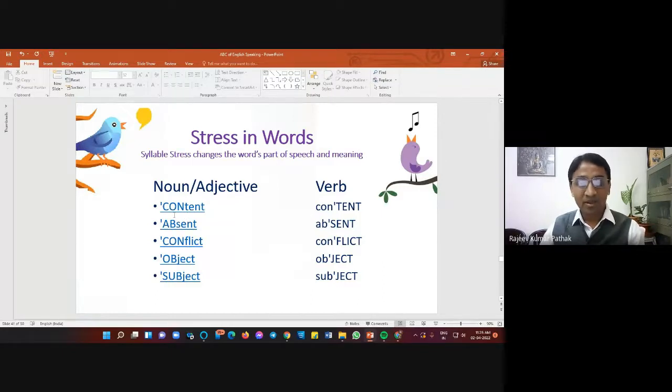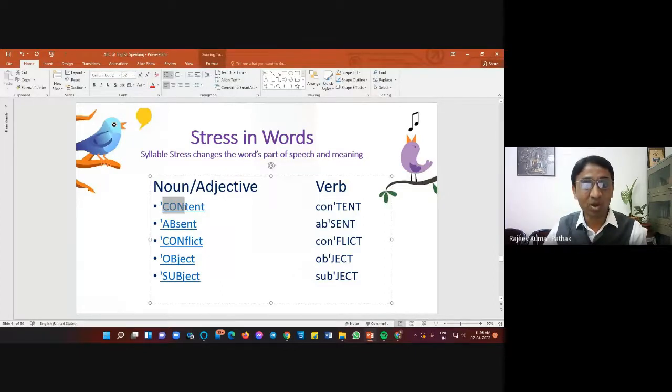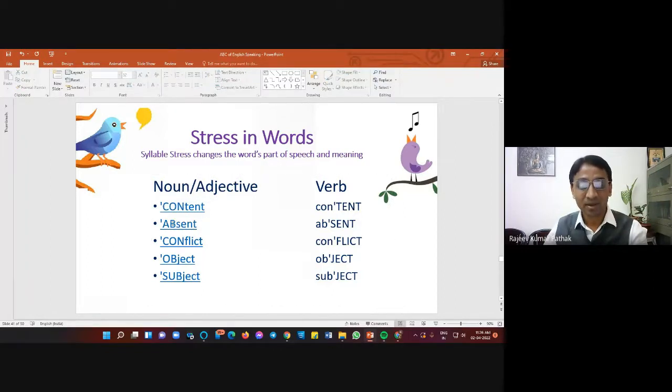पहले वर्ड को देखिए, कंटेंट. कंटेंट में 2 सिलेबल्स हैं, कॉन एंड टेंट. तो ये कंटेंट हम जो बोल रहे हैं, तो हमारा जो प्रोमिनेंस है, वो कॉन पे ज्यादा आ रहा है. सो कॉन इज स्पोकन एट हायर, with more prominence, and tent is spoken with low prominence. Content. Now this makes this word a noun.